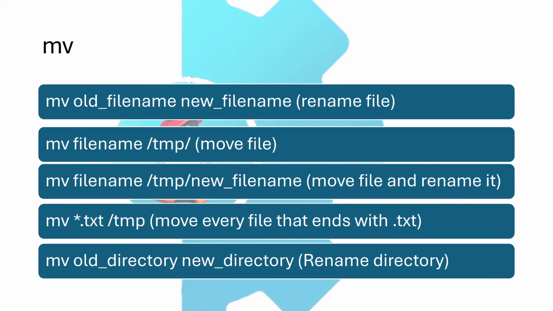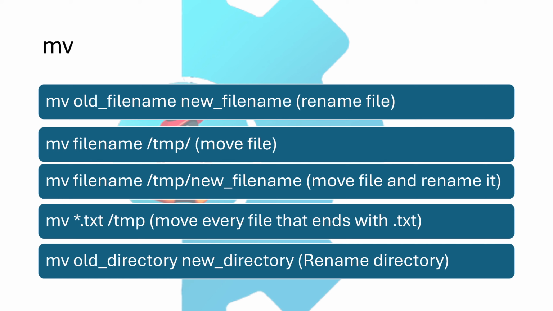And last but not least, the mv command. You can rename a file: mv, old file name, new file name. You can use it to move a file. So mv file name, and you want to move it to temporary. It moves the file, so that file will no longer be present in your current directory. You can also move the file and rename it by using the command mv file name, the path where you want it. In this example, I'm using /tmp, and then a new file name.